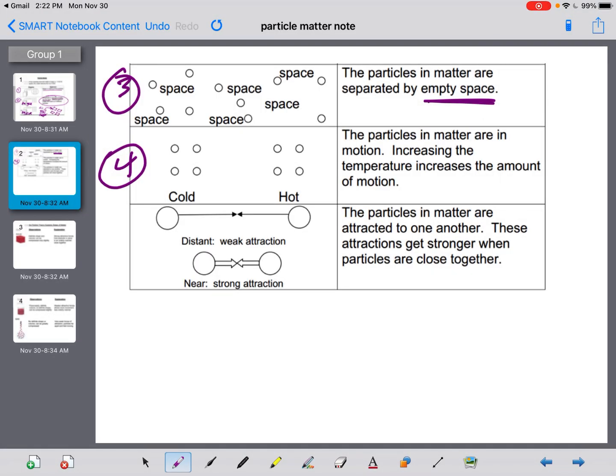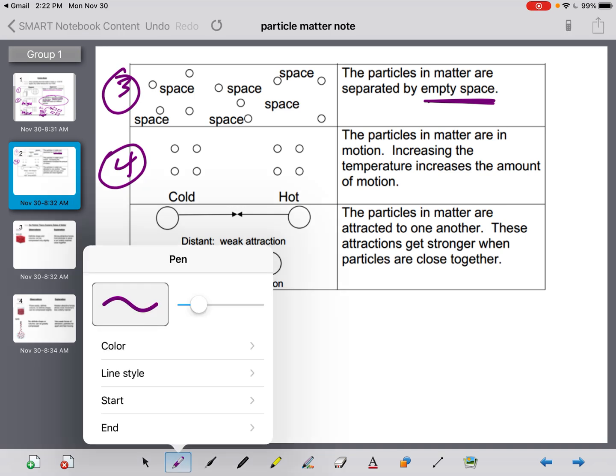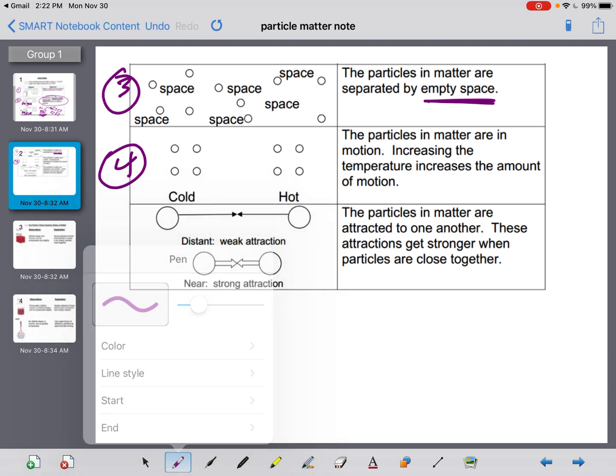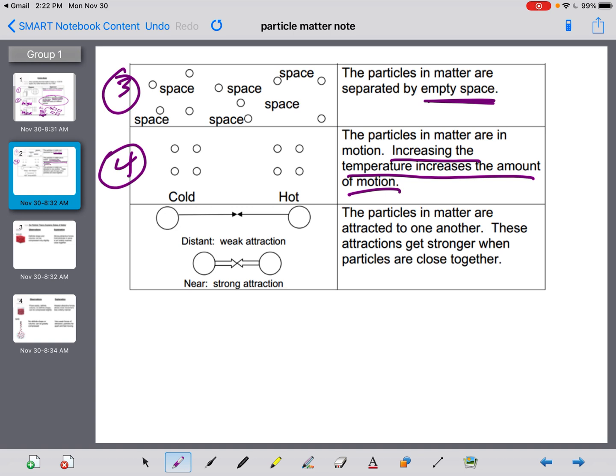Okay, sorry about that. So the fourth part of the particle model is that particles in matter are always in motion, which we looked at already as well. So here we have different particles are always in motion, okay? But usually the temperature is related to how much motion there is. So the higher the temperature is, the more movement those particles have. So particles are always moving.